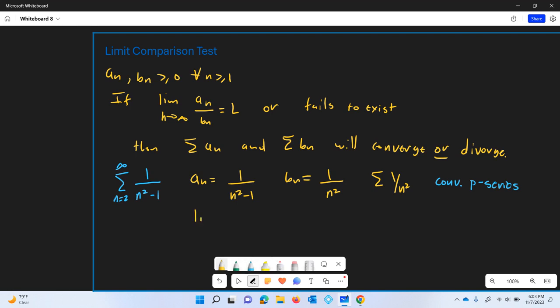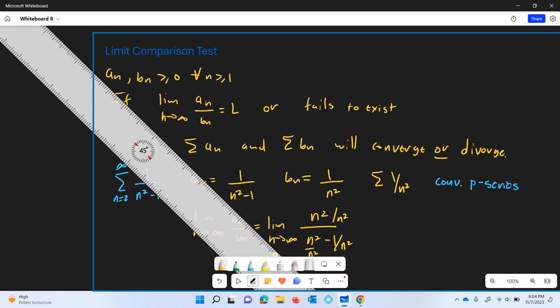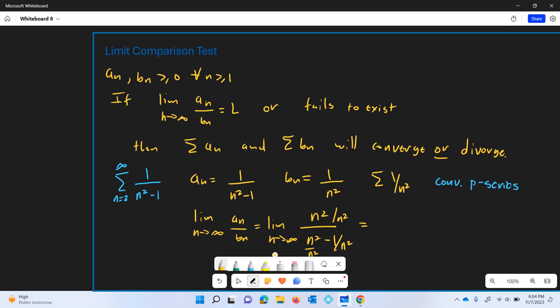What do we need to do? We take the limit as n approaches infinity of a_n divided by b_n, which gives us n squared over n squared minus 1. If we apply the limit operator, it's infinity over infinity. But we can divide by n squared on top and bottom, which gives the limit as n approaches infinity of 1 over 1 minus 1 over n squared, which equals 1.